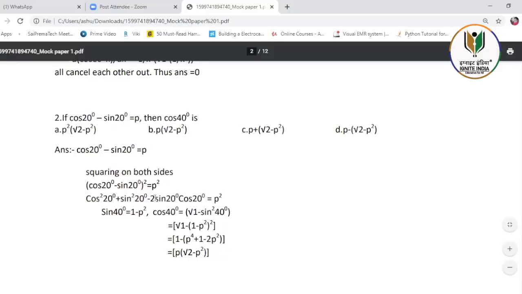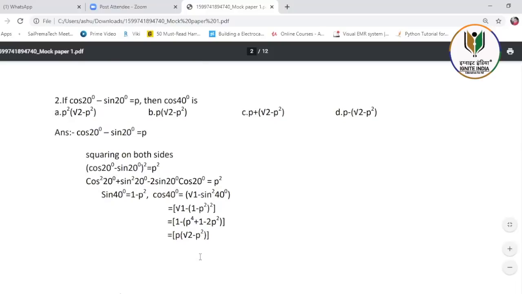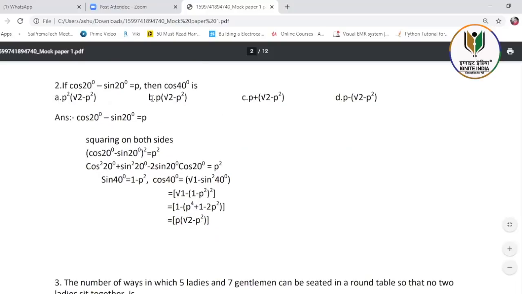Now you know this formula, that 2 sin theta into cos theta is equal to sin 2 theta. You will get sin 40 degree. Cos square theta plus sin square theta is 1, right? So it will be sin 40 is equal to 1 minus p square. Once you get sin 40, it is very easy to get cos 40 because it is root of 1 minus sin square theta. So if you solve it, you will get p into root of 2 minus p square, which is option B.